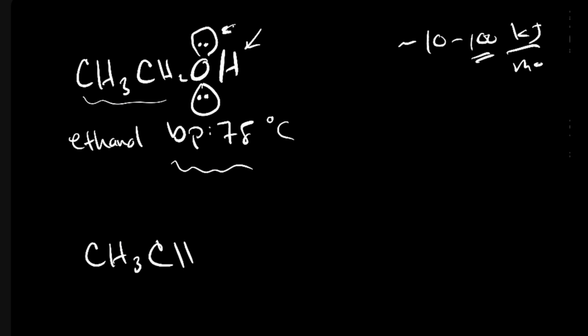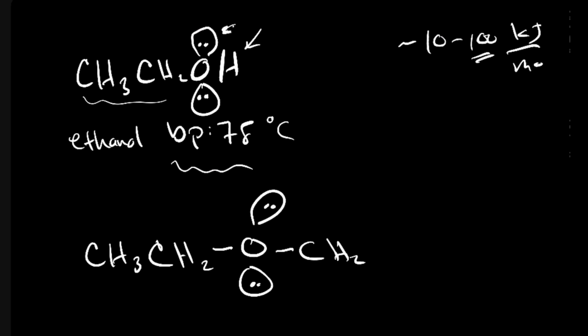But if you look at a molecule like diethyl ether, which is CH3CH2, and then it's got an oxygen here, but instead of having a hydrogen on the other side, it's just got CH2CH3, right? So an alcohol has a proton, and an ether doesn't have a proton. This is called an ether, and so it just goes carbon, oxygen, carbon, right?